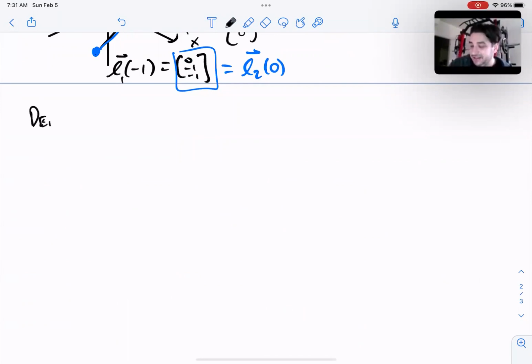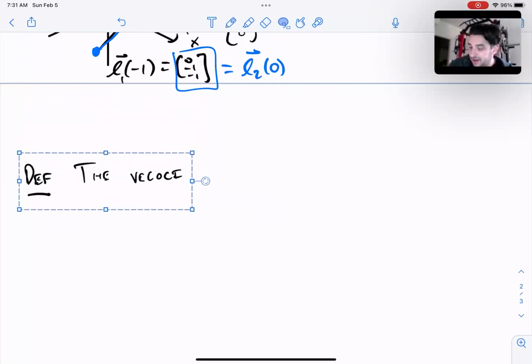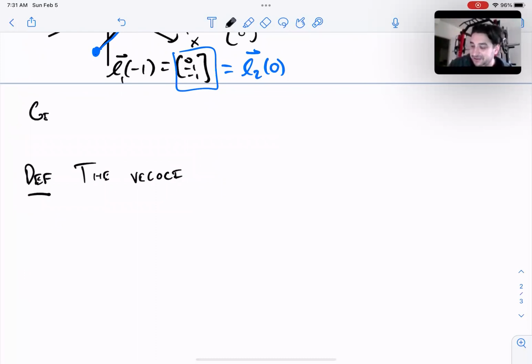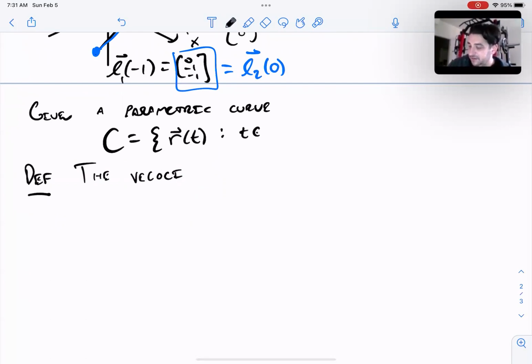For all of this, we do a bunch of definitions, and we're going to have the same notation for all of this. We're going to have this parametric curve C given by this function R of t, where t is in some domain, right? And so the first thing we want to define is the velocity.